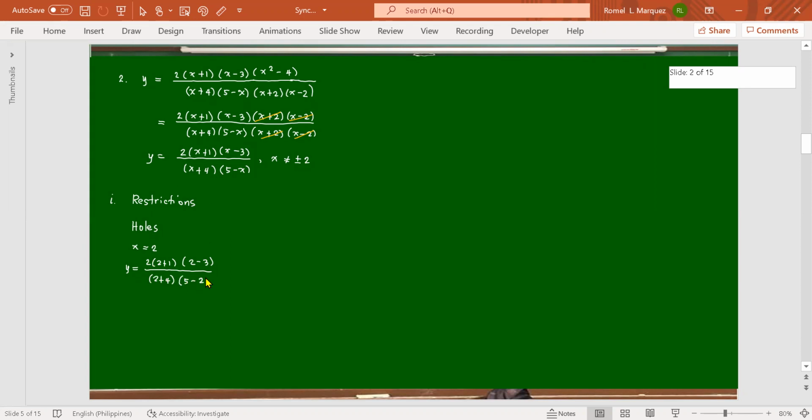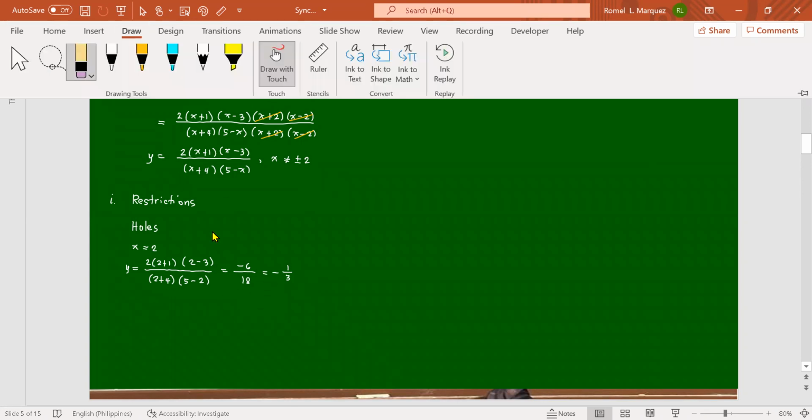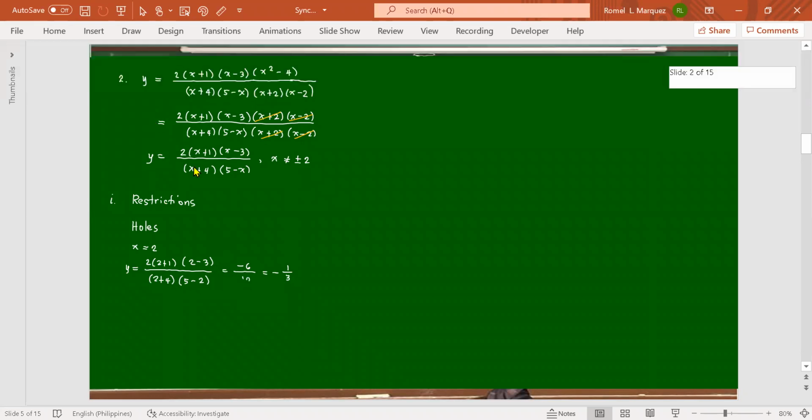Then 5 minus 2 is equal to negative 1, positive 6. Is it negative 6? This is positive 3, positive 6, positive 18, negative 1 over 3, negative 1/3. So what is the first hole, guys? So, negative 1/3. Okay, no?